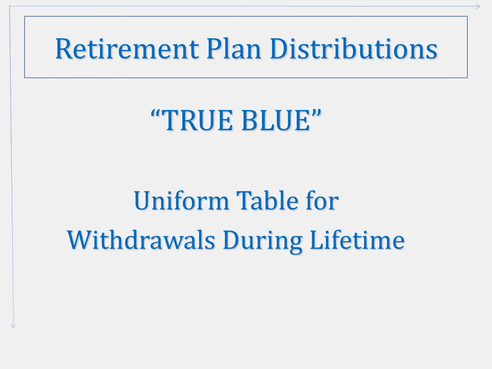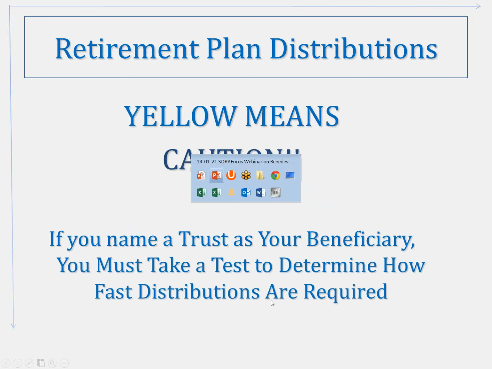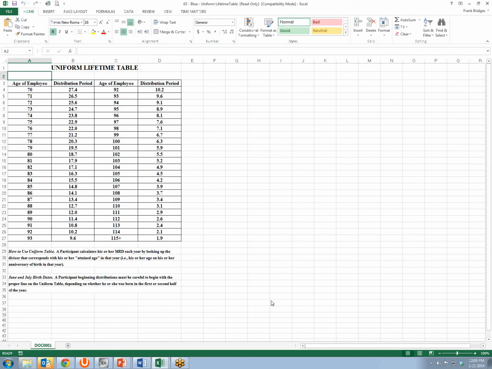There's the true blue table, and that's the uniform table for withdrawals during your lifetime. And I'm going to see if I can show that to you. Here it is. Here's the uniform lifetime table. That's the table that applies to everybody starting at age 70 and a half. And that's the uniform table. And notice that every year you get older, the distribution period and the divisor that has to be used to determine what comes out of your retirement account as a minimum doesn't go down 1 year. It actually gets recalculated based on your life expectancy every year.